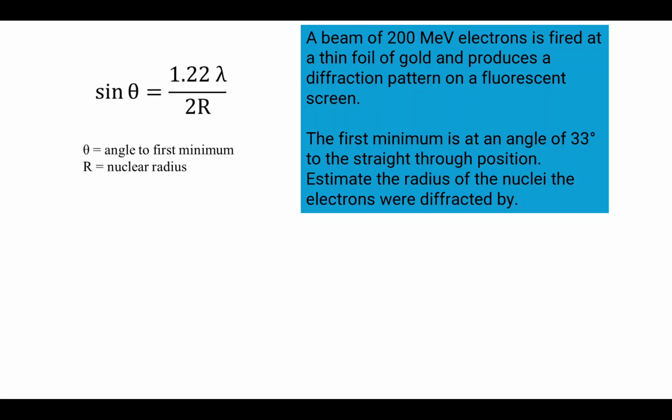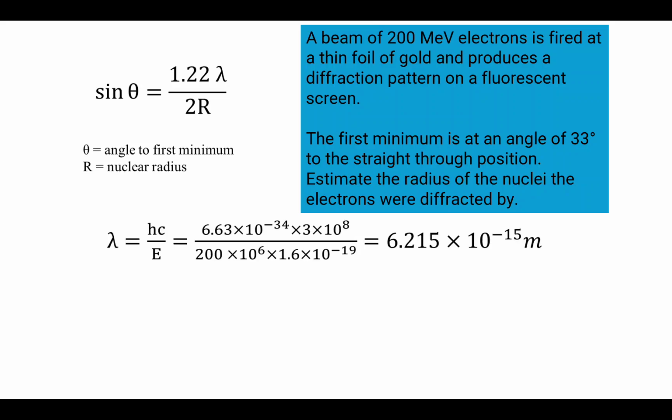We are going to use the energy of a photon, so energy is hc over lambda, to find the wavelength from the energy. It's not entirely correct, but it works quite well. So for this example, as you'll see, we can get the wavelength using hc over E. So h being Planck's constant, multiplied by the speed of light, and then the energy, we need to convert that into joules. So 200 mega electron volts is 200 times 10 to the 6. Multiply that by 1.6 to minus 19, that will convert the energy into joules, and that gives us 6.215 times 10 to minus 15 meters.